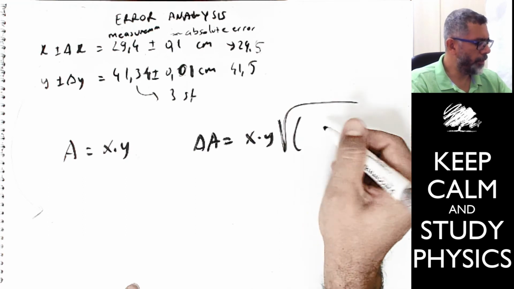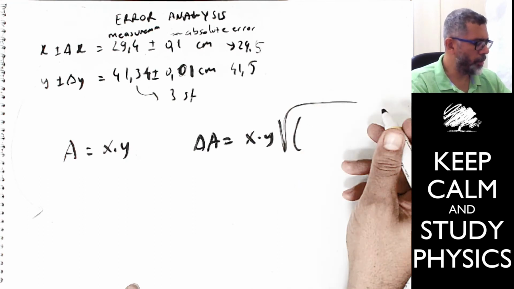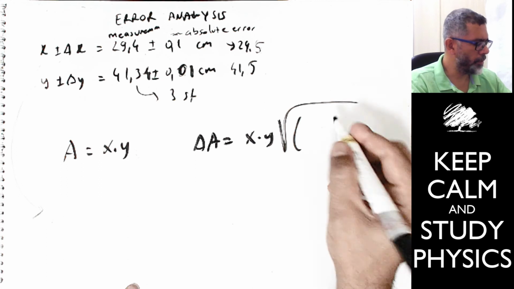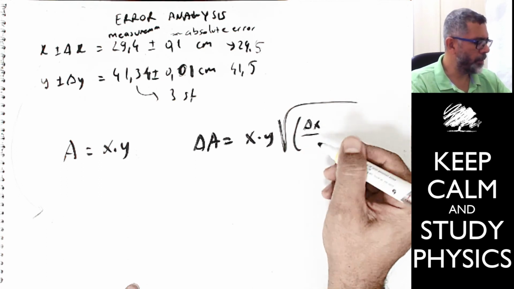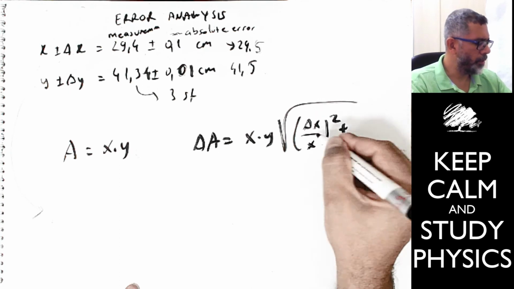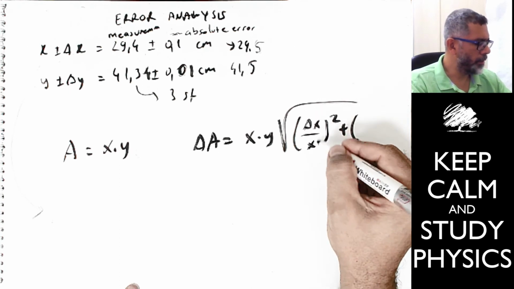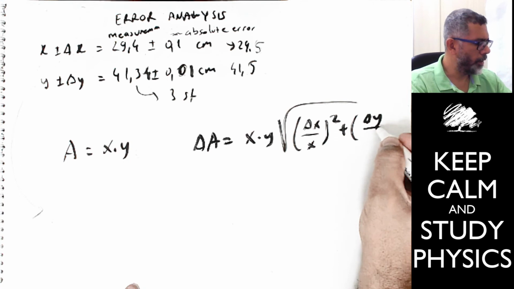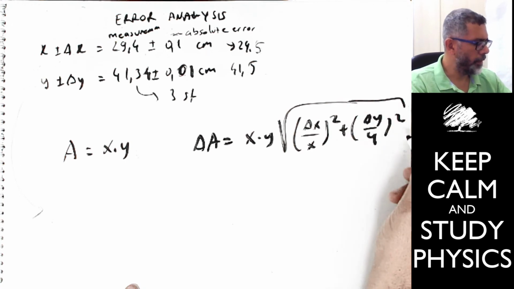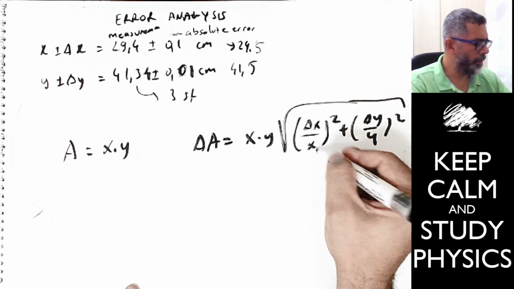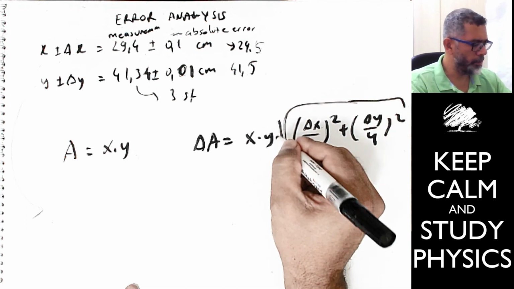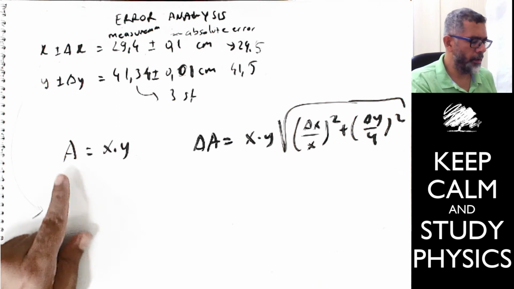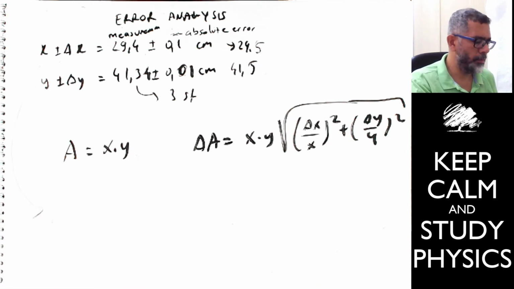In the formula, again, you have a square root, and inside the square root you have a summation, but this time you are not summing the absolute errors, but the relative errors. You're going to be summing delta x over x squared with delta y over y squared. Just take the squares of the relative errors, add them, take the square root, and multiply by x times y, because your calculated value is x times y.